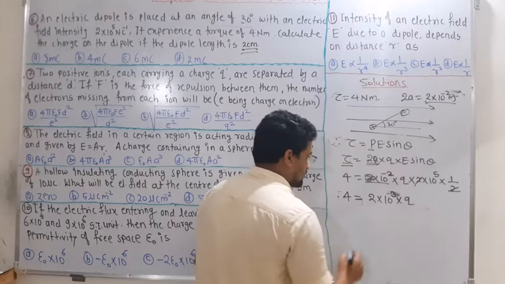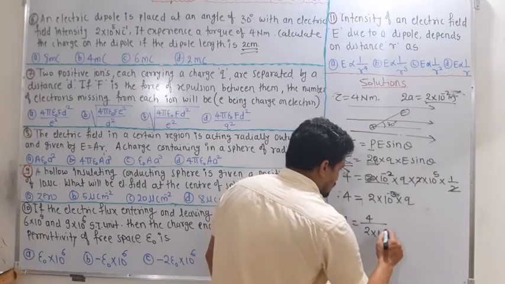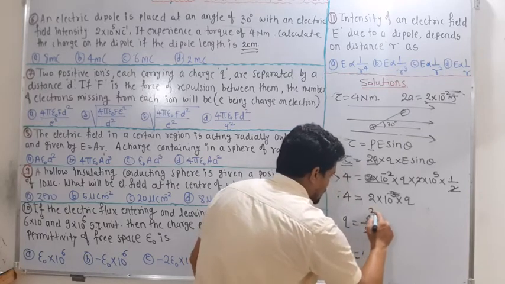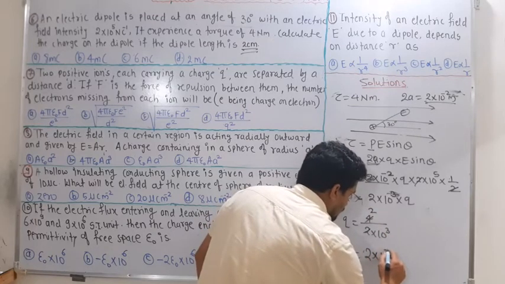This q will be left. Okay, therefore q is equal to what? 4 divided by 2 into 10 to the power of 3. Okay, therefore q is equal to what? 2 2s are 4, it becomes what? 2 into 10 to the power of, it will move up, minus 3.